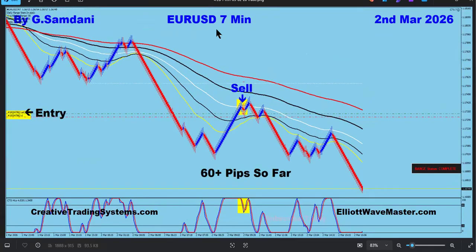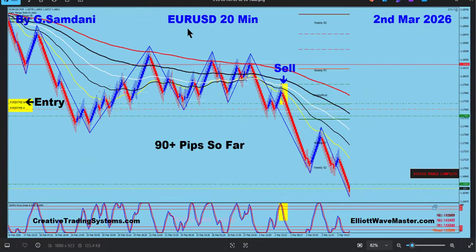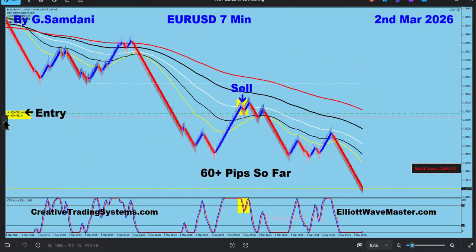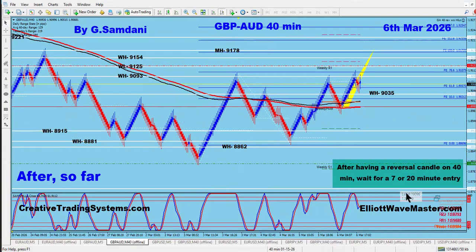So this is Euro USD going to the downside for 60 pip. Nice entry on March 2nd. This is Euro USD from the 20-minute chart. This is the 7-minute chart entry, right? If you know how I trade, every 40-minute chart has this written here. See that? After having a reversal candle, which is like a turning point confirmation, then the first entry I get. Two entries most of the time. Sometimes only one, but sometimes two, right?